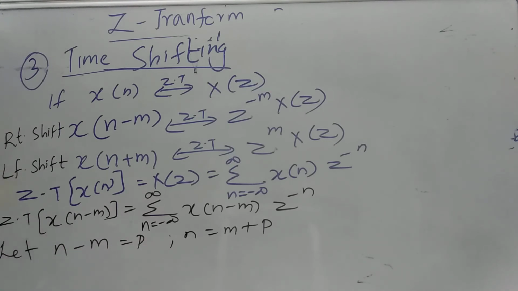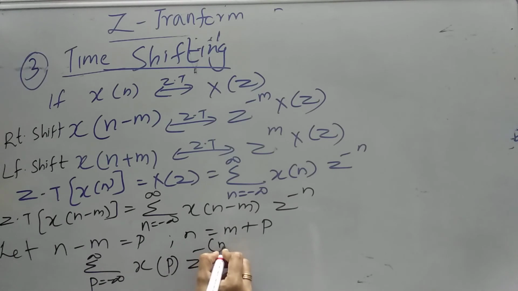So again, for the z transform of x of n minus m, if you write it with p going from minus infinity to plus infinity, instead of minus n we are going to write minus m plus p. That is the sum from minus infinity to plus infinity of x of p z raised to minus p only.